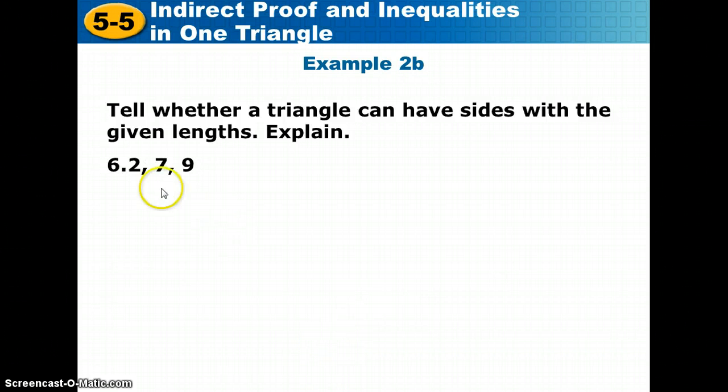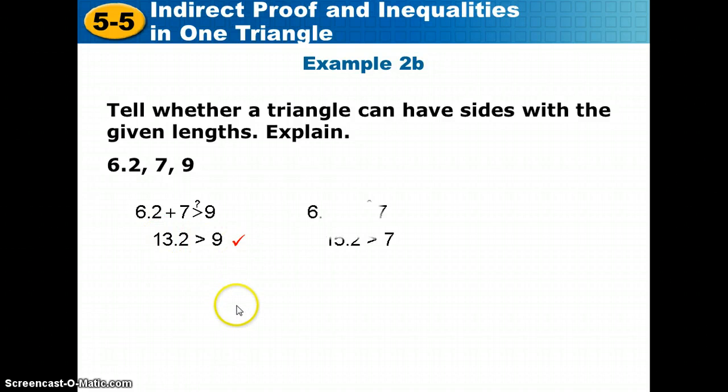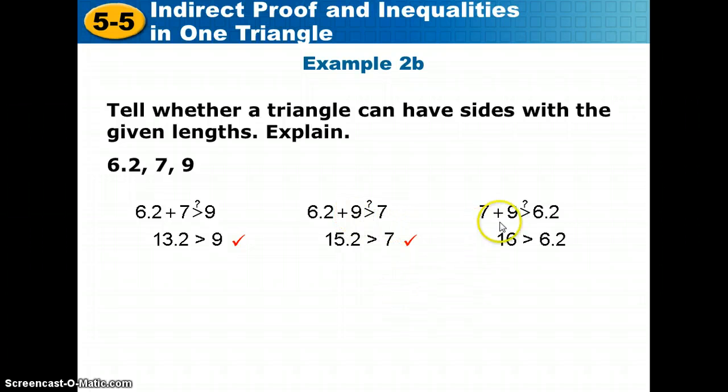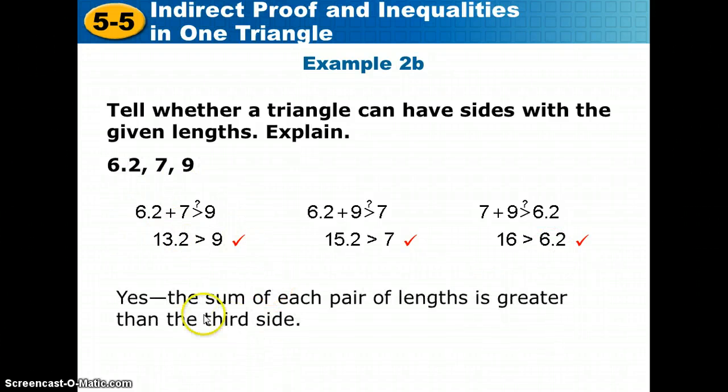So let's try example 2b. The longest side, or potential side, is 9, so I have to check the sum of the other 2. If I add 6.2 and 7, that is greater than 9. 13.2 is greater than 9. If I added 6.2 and 9, that is still greater than 7. And 7 plus 9 is still greater than 6.2. But again, this first one is the main one you have to check. Yes, the sum of each pair of lengths is greater than the third side.